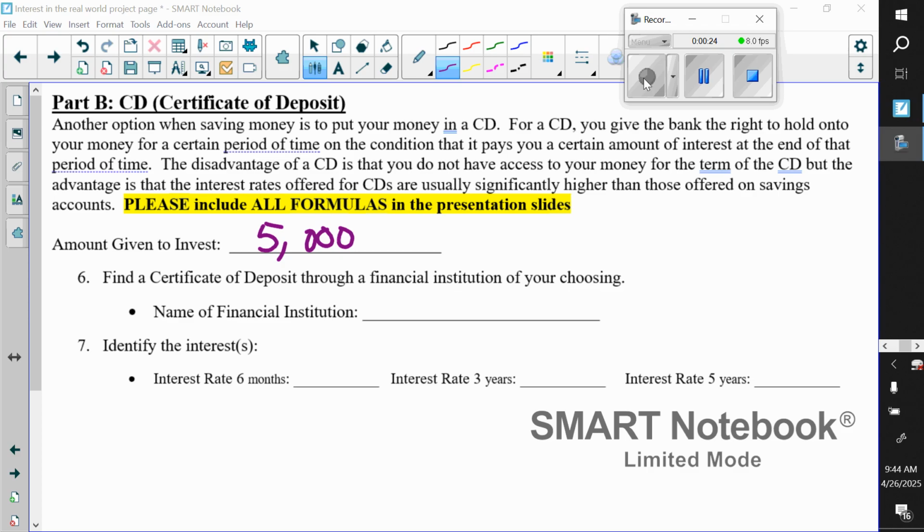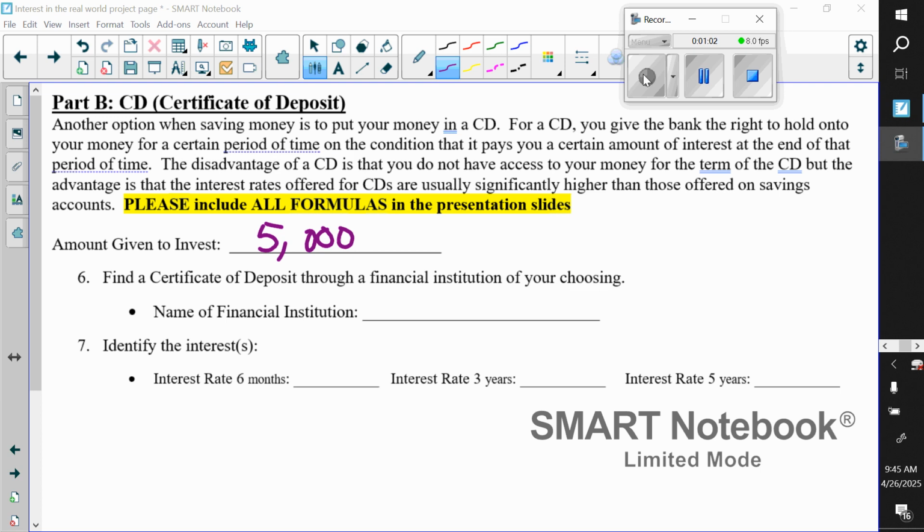So either way, I just wanted to make sure that I talked to you about how to fill this in. What you want to do is you can either use the bank that you're using for the savings, or you can find a different financial institution. Now, you really want to find an institution that has rates for every single one of these. Notice on number 7, it says identify the interest. Most of the time, they will have different interest rates for whether it be 6 months, the 3 years, the 5 years.